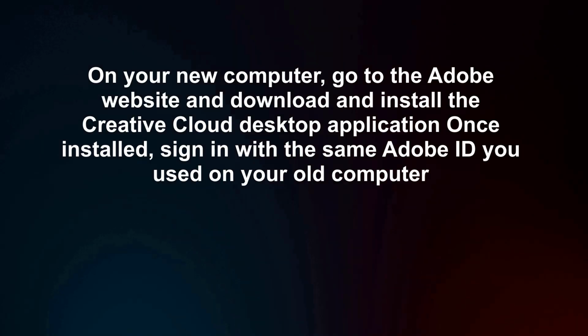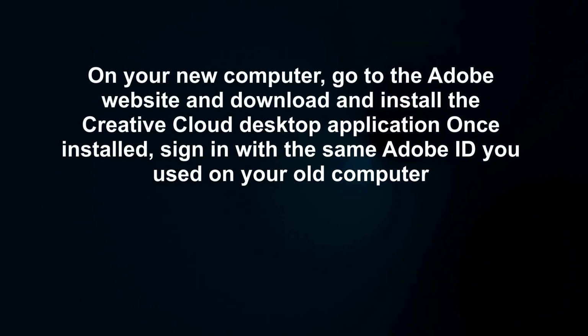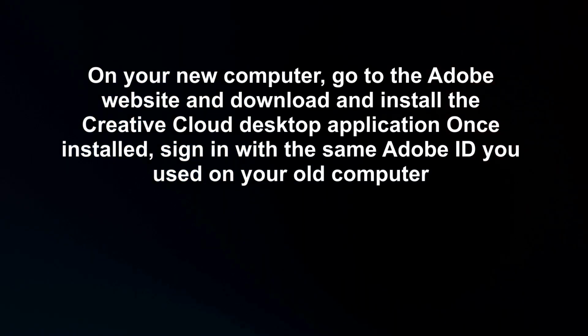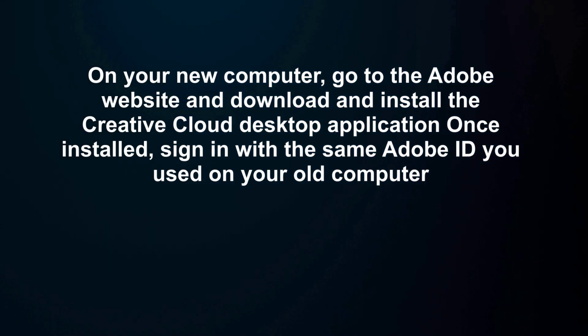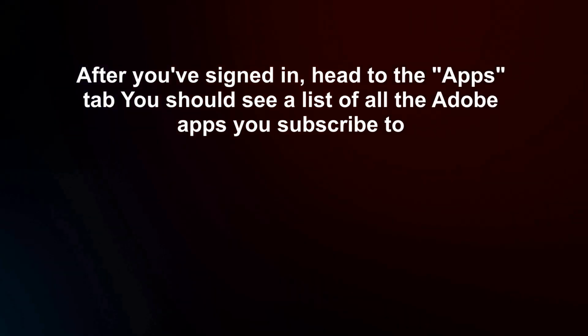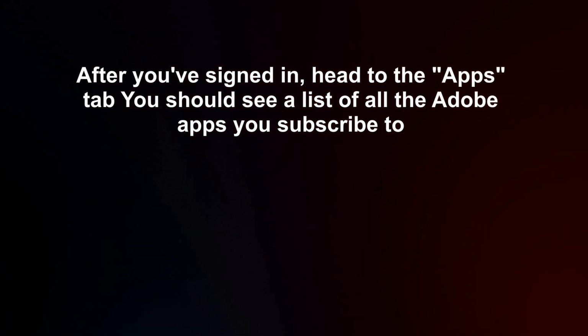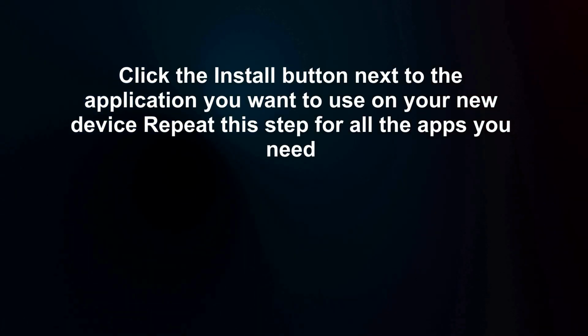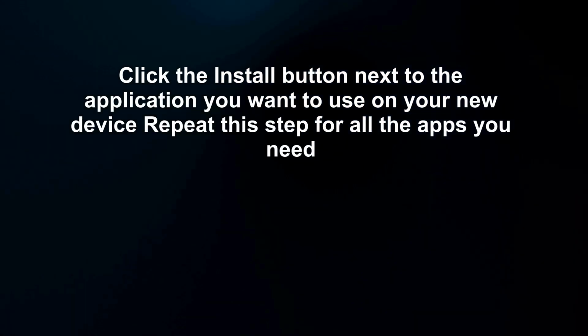On your new computer, go to the Adobe website and download and install the Creative Cloud desktop application. Once installed, sign in with the same Adobe ID you used on your old computer. After you've signed in, head to the Apps tab. You should see a list of all the Adobe apps you subscribe to. Click the Install button next to the application you want to use on your new device. Repeat this step for all the apps you need.